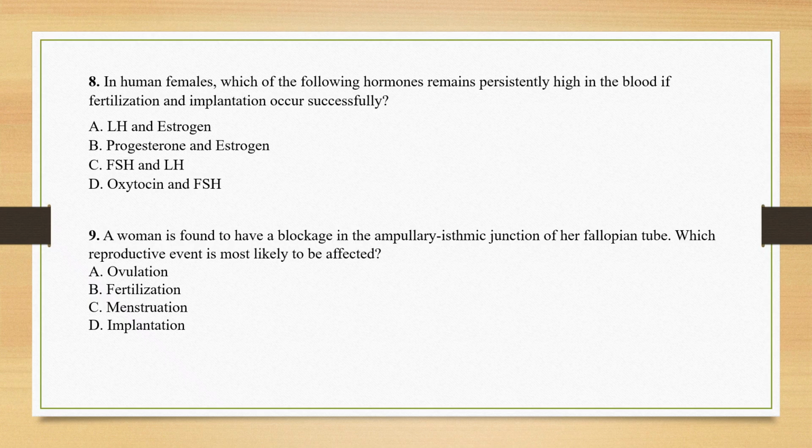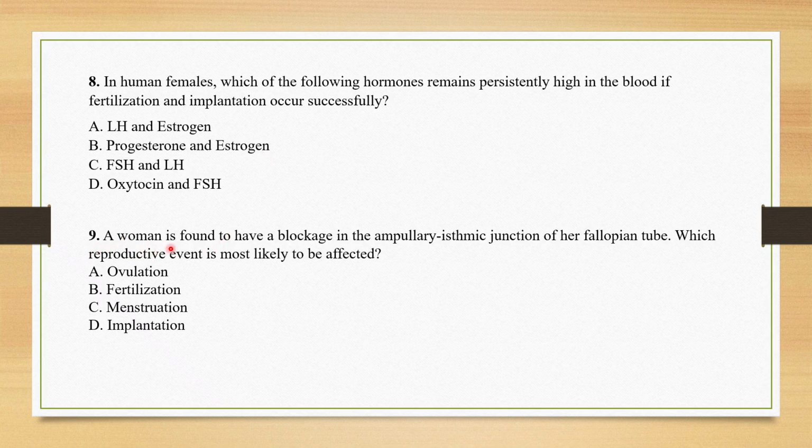In human females, which of the following hormones remains persistently high in the blood if fertilization and implantation occurs successfully? So that will be definitely progesterone and estrogen. Progesterone maintains pregnancy, estrogen continues rising, FSH and LH are suppressed due to negative feedback mechanism.